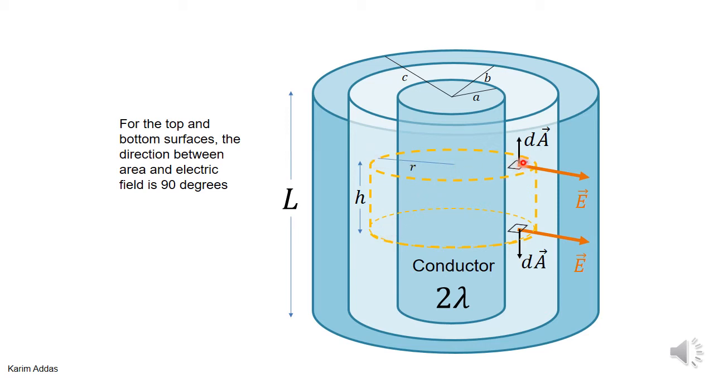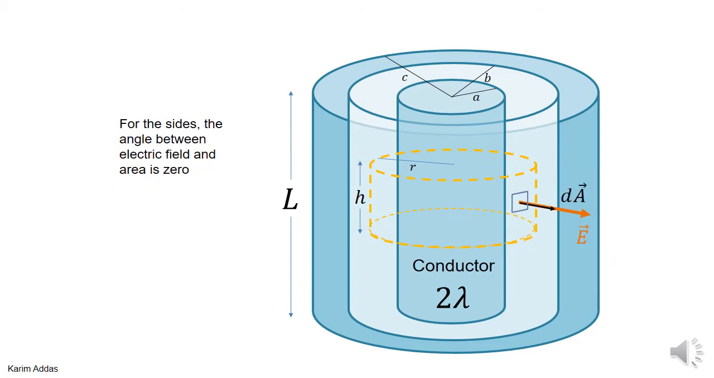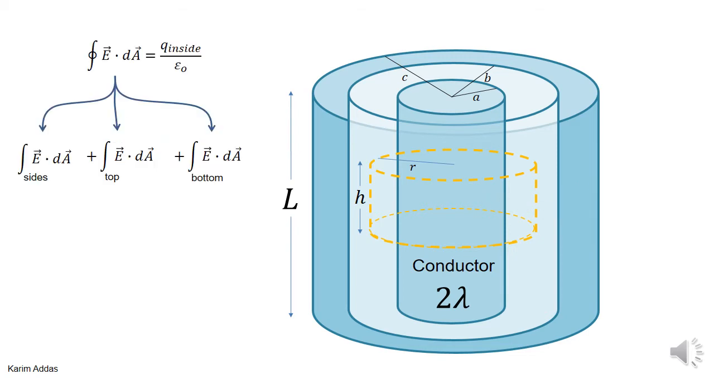If you look at the top surface of the cylinder, the area vector points up and the electric field vector points radially outward. The angle is 90 degrees. And for the lower surface, the area vector points down because it points from inside to outside, and the electric field points radially and the angle is 90 degrees. So the flux for the top and lower surfaces when you use Gauss's law is 0. For the side surface, the electric field and area vector point in the same direction. So the dot product E dot dA becomes E dA.